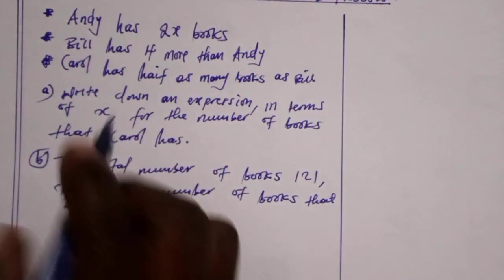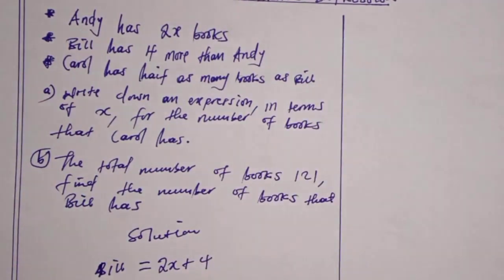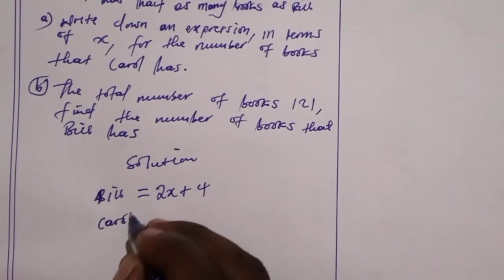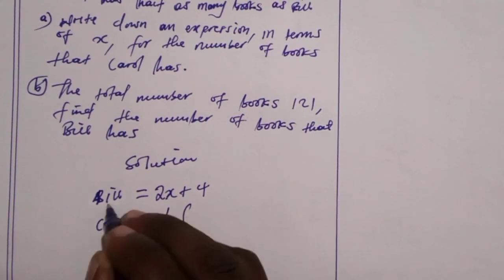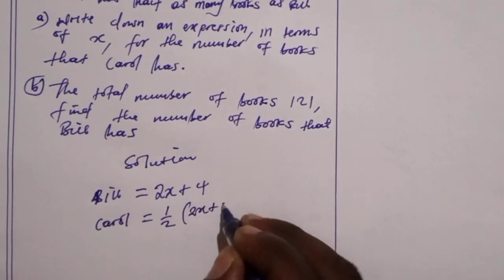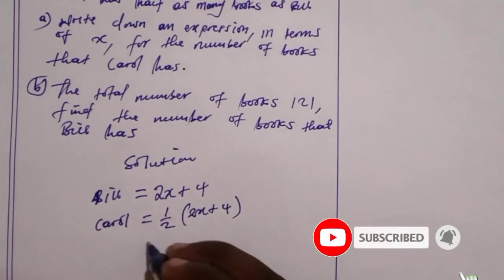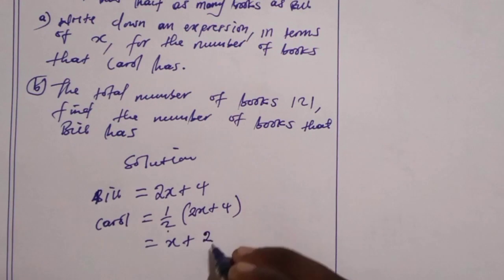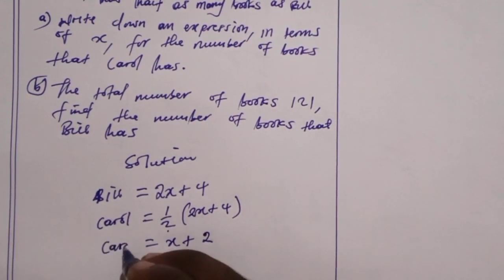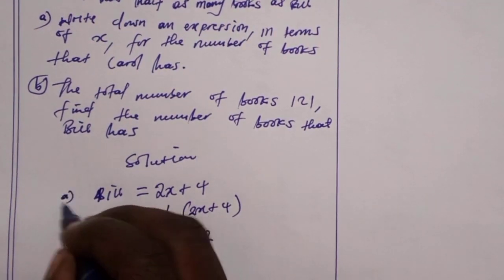So for Carol, it is saying that she has half as many books as Bill. We know that 2x plus 4 is the expression for Bill. So for Carol it will be half of Bill, which is 2x plus 4. If you divide 2x by 2, we remain with x, plus 4 divided by 2, which is 2. So x plus 2 is the expression for Carol, and this is only for A.